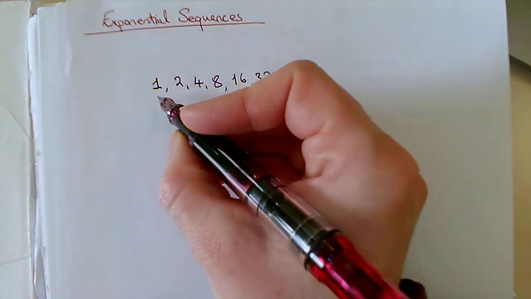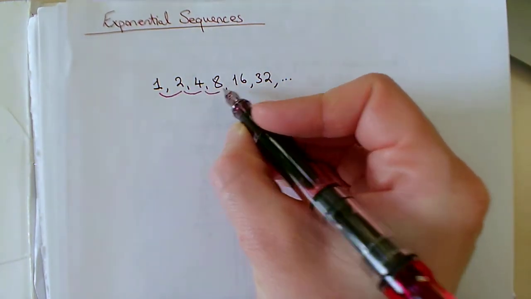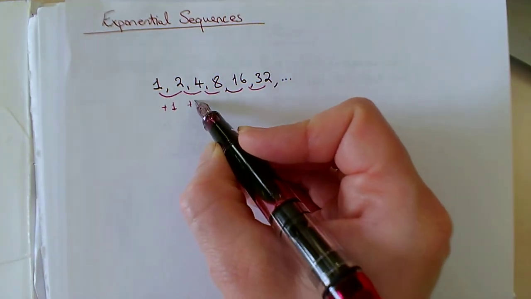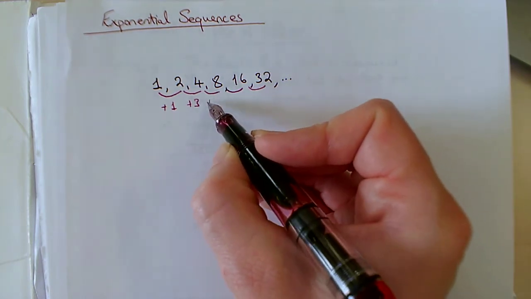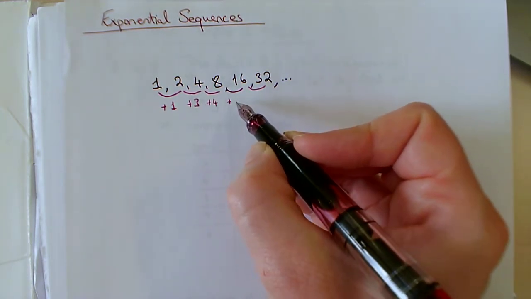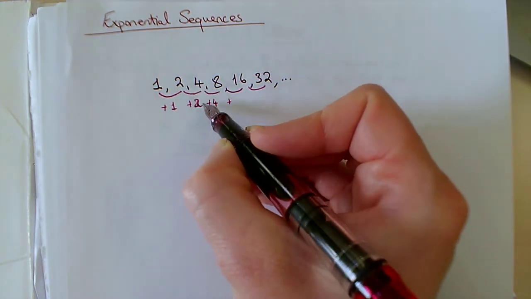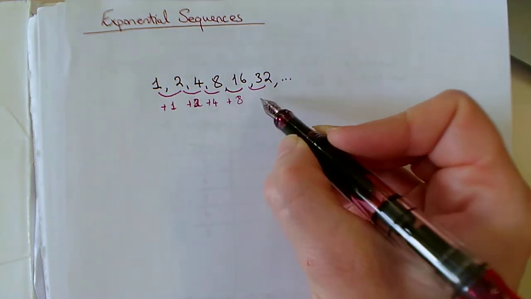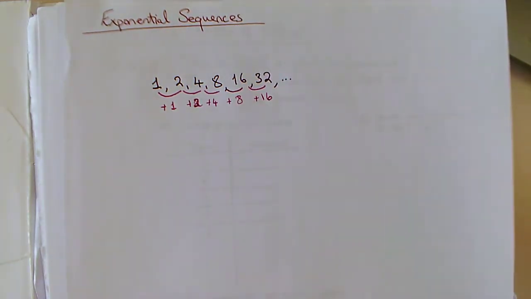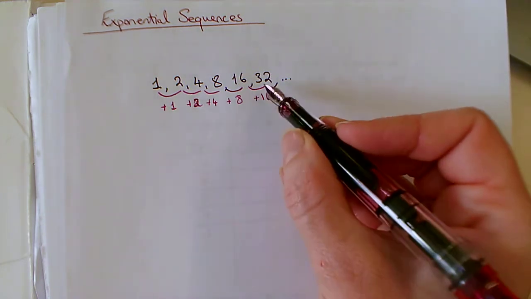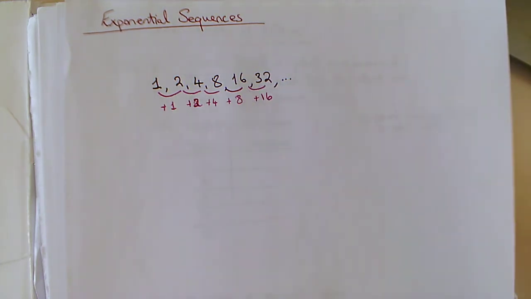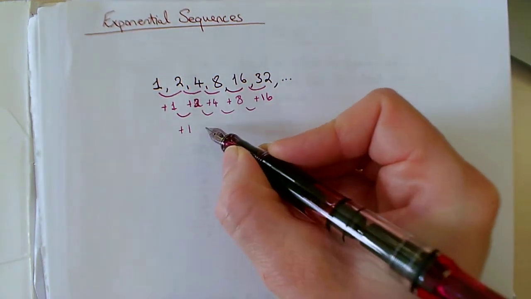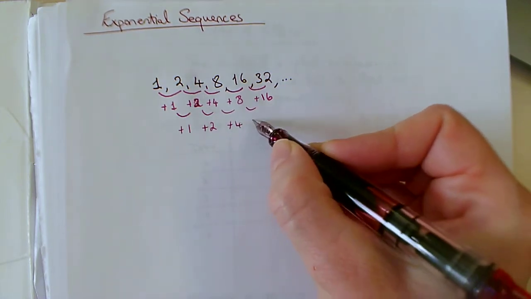We know it's not a linear pattern. What happens if we try and look at the common difference, what I'm adding each time? I'm adding 1, I'm adding 2, I'm adding 4, I'm adding 8, I'm adding 16. That actually looks like I've just made a copy of that pattern, doesn't it? What about the second difference? I'm adding 1, I'm adding 2, I'm adding 4, I'm adding 8.